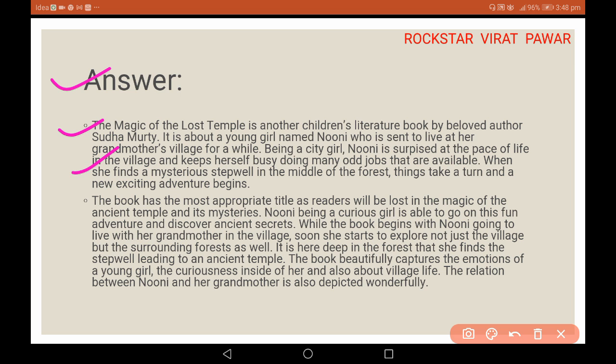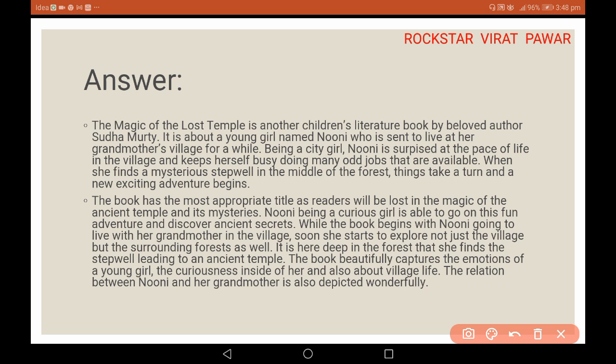When she finds a mysterious tree well in the middle of the forest, things take a turn and a new exciting adventure begins. See, the book has the most appropriate title, as the reader will be lost in the magic of the ancient temple and its mysteries. Nuni, being a curious girl, is able to go on this fun adventure and discover ancient secrets.